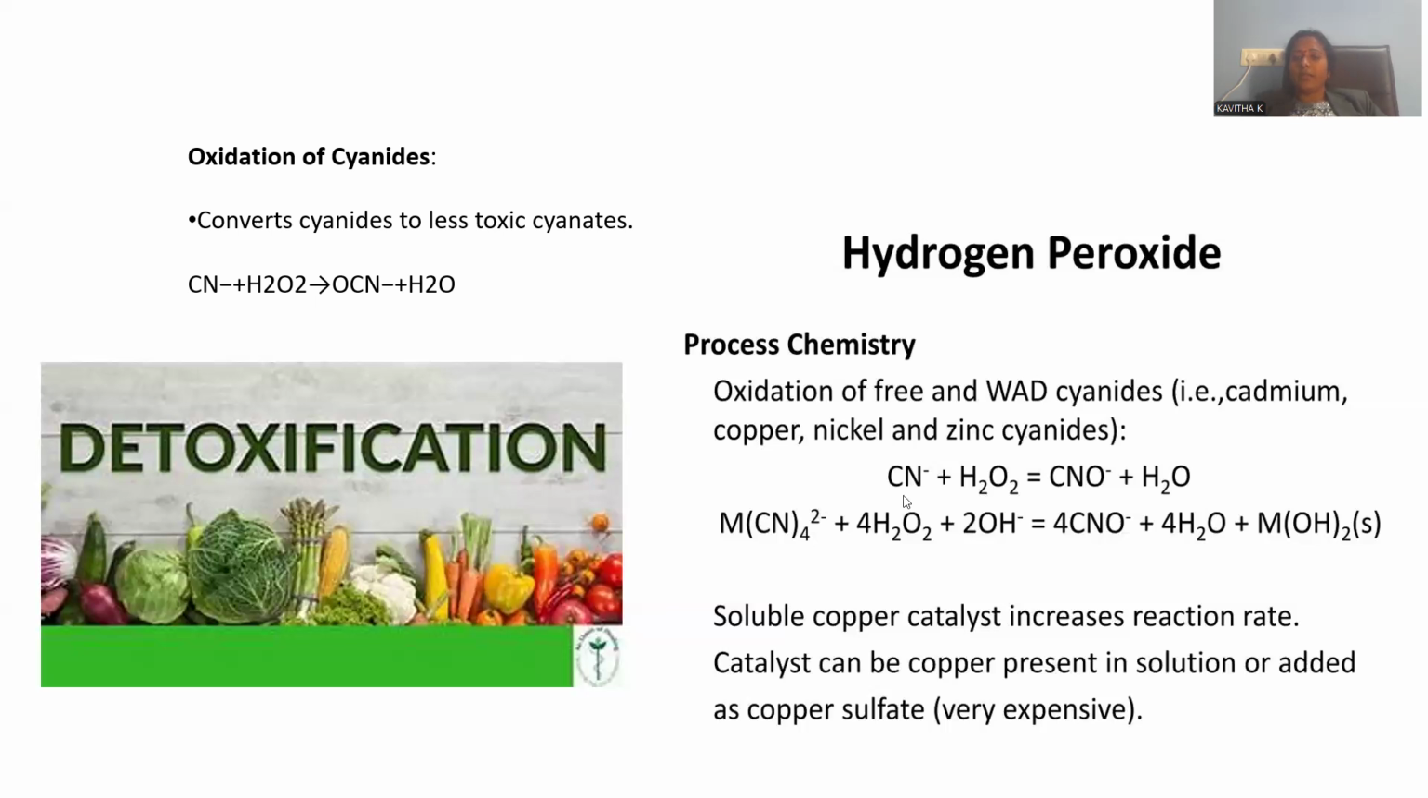So whenever cyanide was taken and treated with hydrogen peroxide, that gives rise to CNO minus. CNO minus is oxygenated cyanide, which is non-toxic in nature. A soluble copper catalyst increases the rate of the reaction. The catalyst can be copper present in the solution, or copper sulfate can be added so that the reaction proceeds in a faster manner. This is the way detoxification of cyanides is possible from an application point of view.